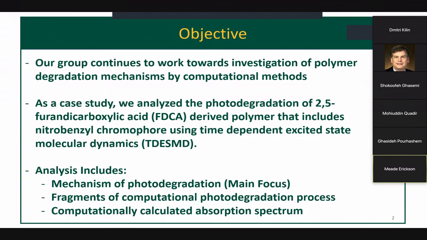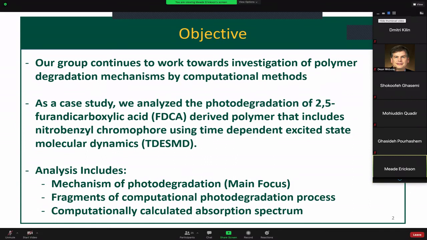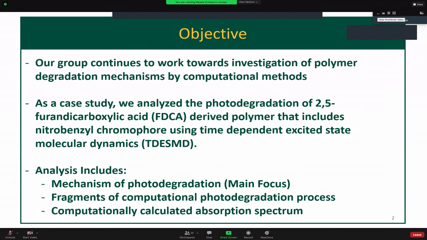The overall objective is that the group continues to work towards investigating polymer degradation mechanisms using computational methods. In this specific presentation, we're going to go over a case study that we're analyzing right now, which is the photodegradation of 2,5-furandicarboxylic acid, FDCA, a direct polymer that includes a nitrobenzyl chromophore, using time-dependent dynamics. This analysis includes what information we've gathered so far: the mechanism of photodegradation, the fragments of this degradation process, and the absorption spectrum, which we were able to calculate.